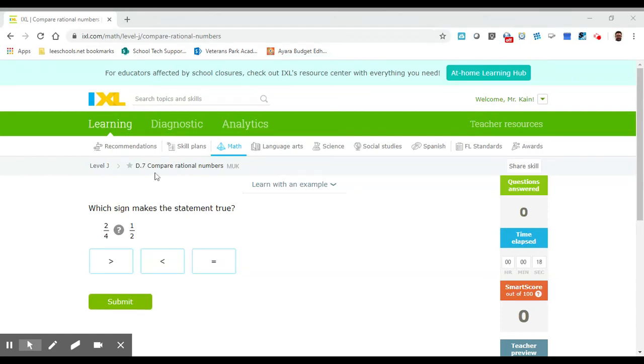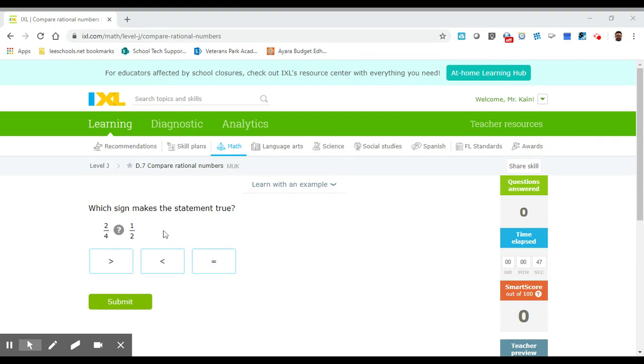We are doing compare rational numbers, quick code MUK, on your 8th grade IXL. The question reads, which sign makes the statement true? So we're looking at a couple of fractions, probably decimals too, and we have to pick the sign that makes the most sense. Remember, the mouth is going to eat the greater side. Think of it as the alligator eats the bigger thing, or sometimes it's going to be equal.